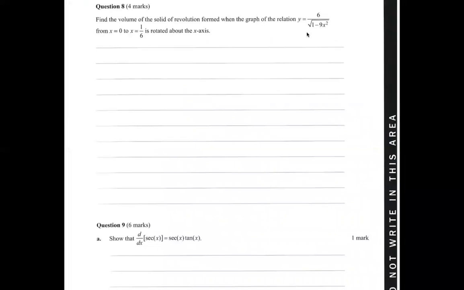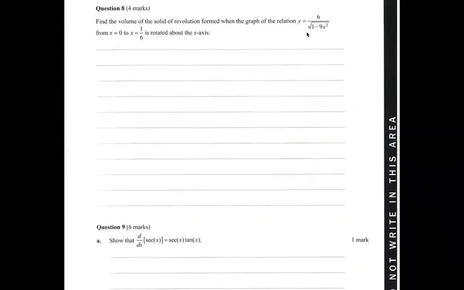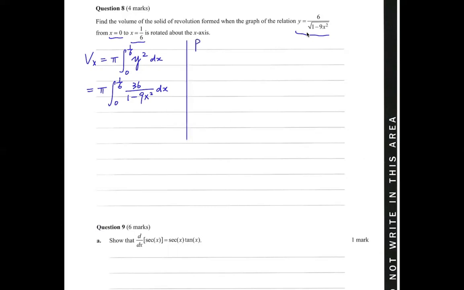All right, let's look at question 8. Find the volume of the solid of revolution formed when the graph of that from 0 to 1/6 is rotated about the x-axis. V around x is pi integral 0 to 1/6 of y squared dx, which should be pi from 0 to 1/6 of 36 divided by (1 minus 9x squared) dx. Don't forget your dx, okay? It's part of the integral. I know it's very tempting to just write, okay, 36 divided by minus 9 log e something, but that's not the way it works. So we have to do partial fractions, okay?